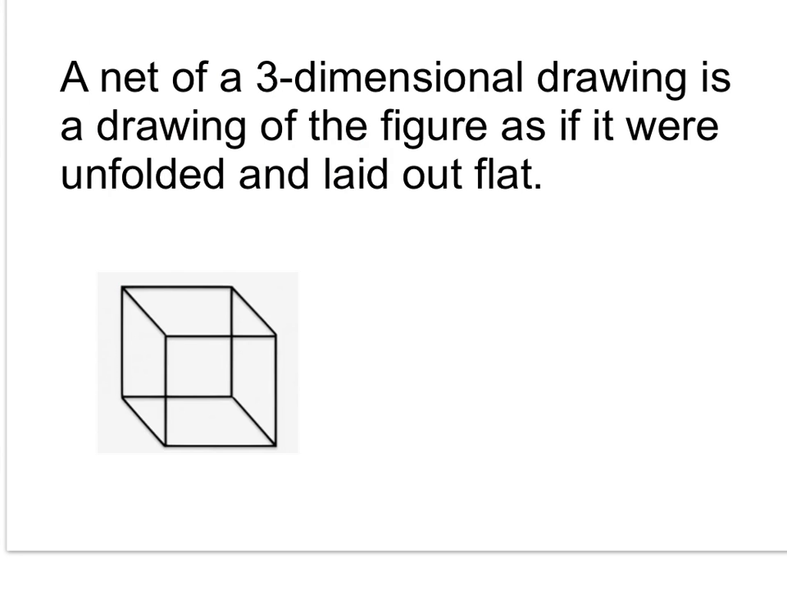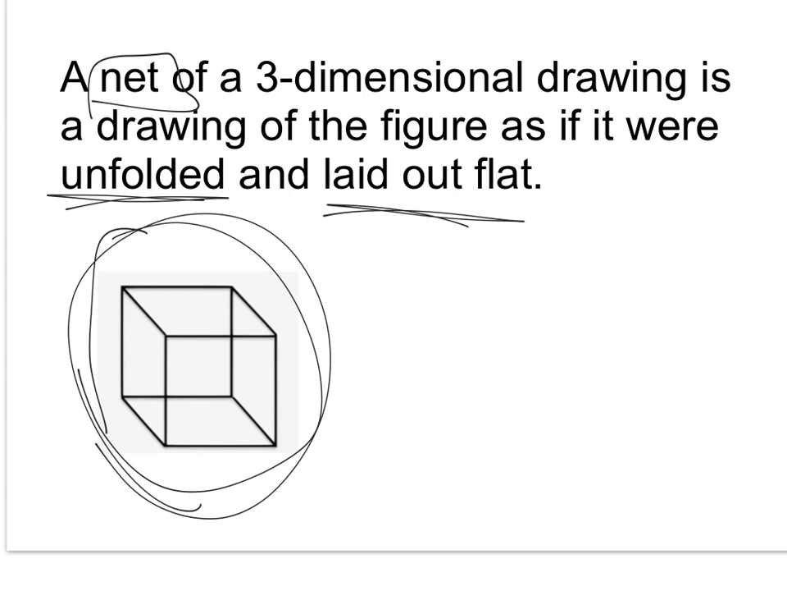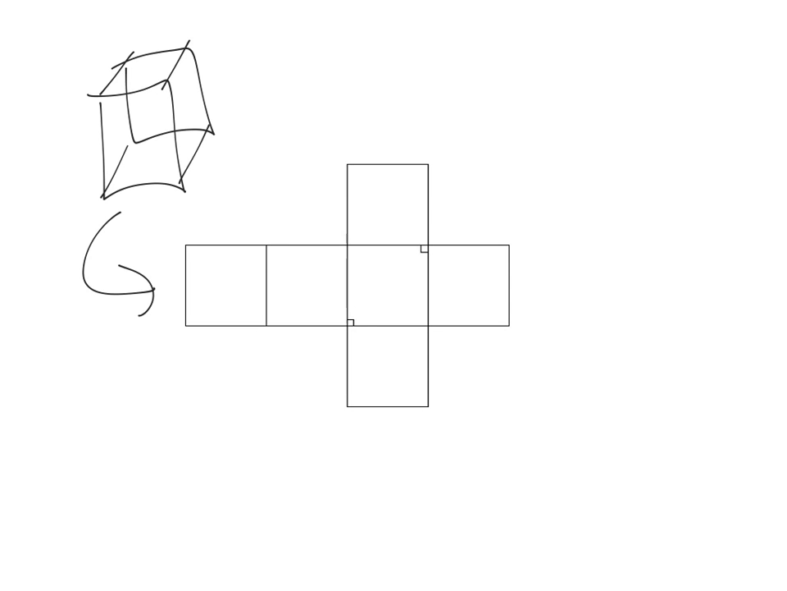So first one is talking about three-dimensional shapes. Big keyword is a net. A net is basically if I take this and I draw it out, what will that look like? So if it's unfolded and I laid it out flat, what would it look like? So the net of this is going to be this picture right here. Like if I took the block and unfolded it, that's what it would look like.